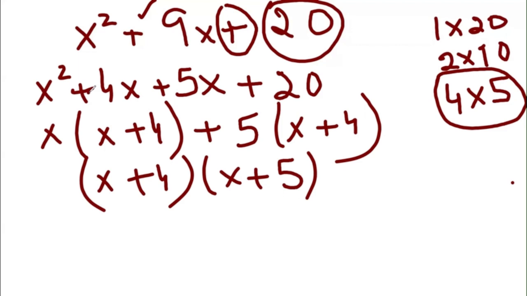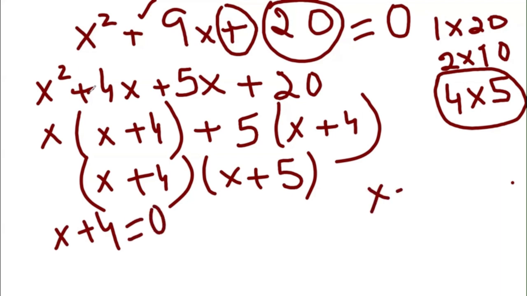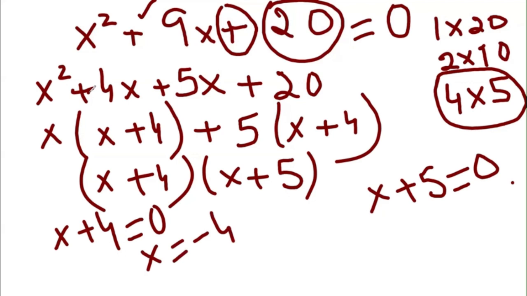These are the two factors of the solution set, x plus 4 and x plus 5. Now suppose the teacher has given you the equation equal to 0. So you can also do it like this: x plus 4 is equal to 0, x plus 5 is equal to 0. So x is equal to -4 and x is equal to -5. These are the two solutions, x is equal to -4 and x is equal to -5.